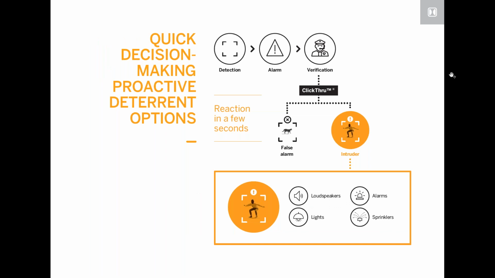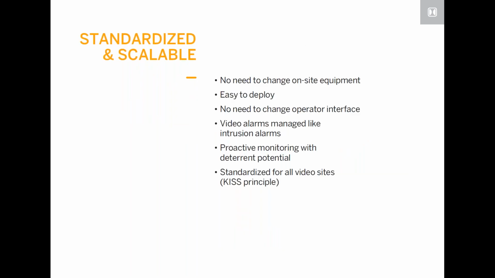The next point I want to cover is quick decision-making and proactive deterrent options. So with Davantis, we do the detection using AI. We raise an alarm in your automation software. Your operator can very quickly verify the intruder using the click-through technology. And they can determine whether this is a false alarm or an intruder. And from there, in our opinion, the perfect solution should allow them to take some deterrent measures, because it doesn't help that you have good video of someone breaking into your customer's premises and stealing some of their equipment. So you can trigger loudspeakers, lights, alarms, sirens, sprinkler systems, all those things directly using our pop-up video interface, which is done in your software.